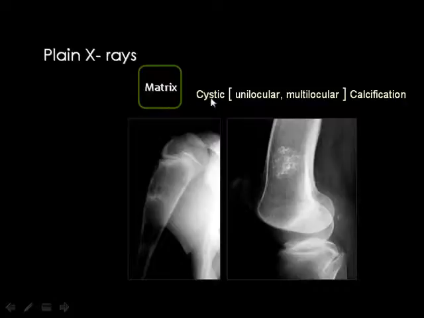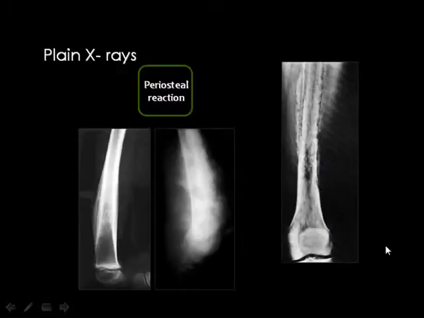Then you want to know the matrix. If the tumor is cystic or not, if it contains calcium or not. Cystic expanding lesions are mostly benign, while lesions containing calcium are not necessarily benign, because one of the characters of chondrosarcoma is the presence of matrix calcification. This is an ordinary enchondroma, as we will mention in a moment.